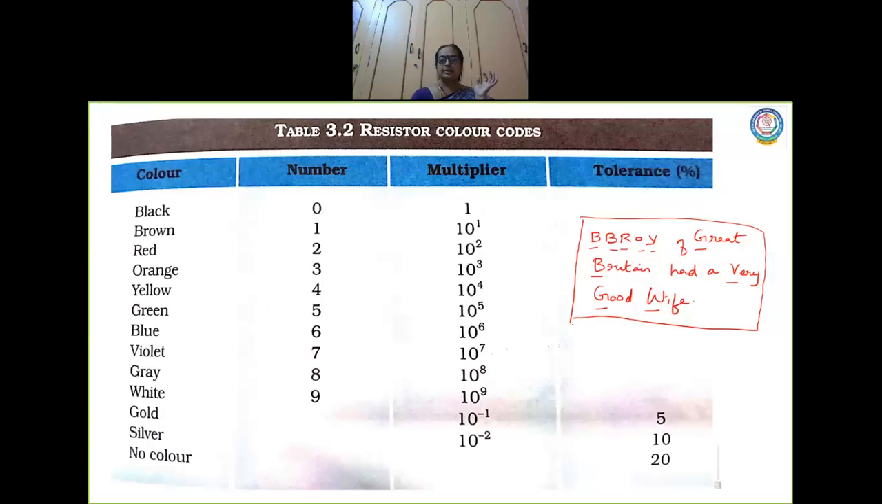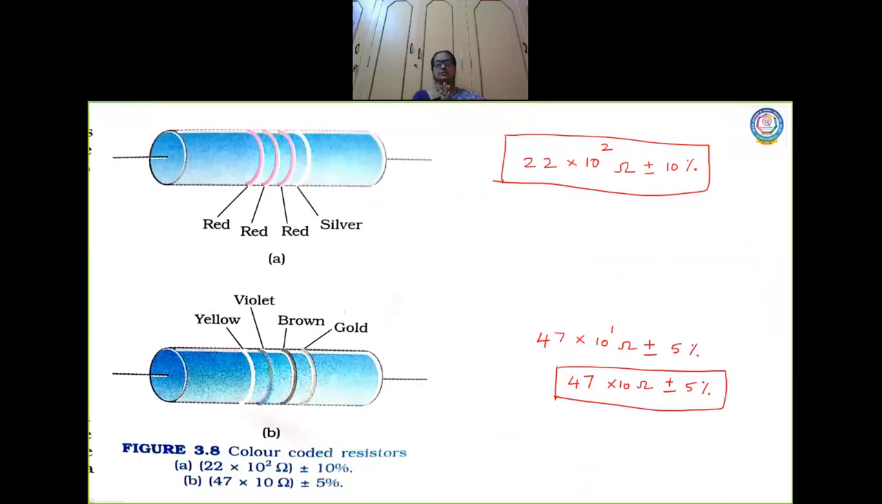To find out the value of resistance, the first two colors will be given their respective numbers, and the third color will be written as the exponent power of the color. Suppose if the third color is red, it is 10 power the number of the color. Similarly, in the second diagram, the third color is brown, so it is 10 to the power of 1. The fourth ring talks about the tolerance rate.